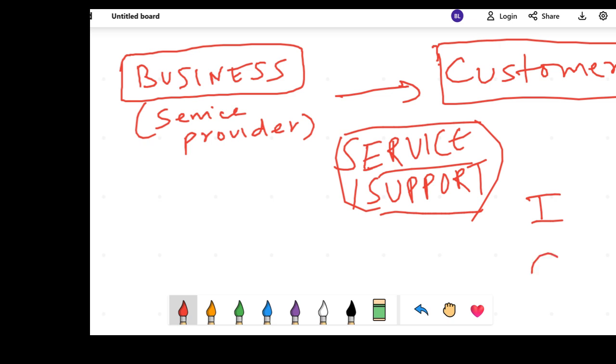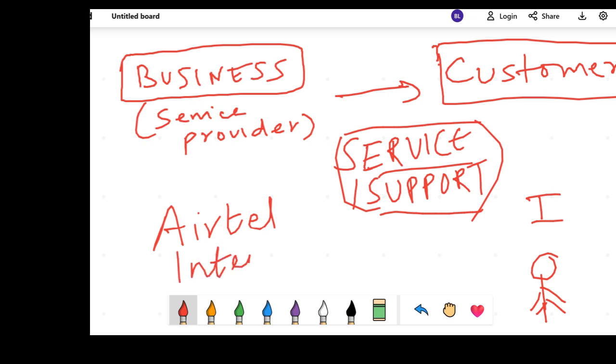So let's assume that I am using Airtel broadband, Airtel internet. I have a monthly plan, where I get a speed of 100 Mbps. So this is my expectation from Airtel internet, that I should get the desired speed, and I also have a data plan, like 100 GB or so on.